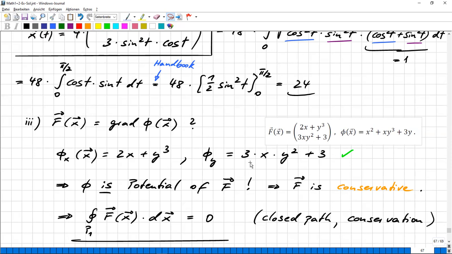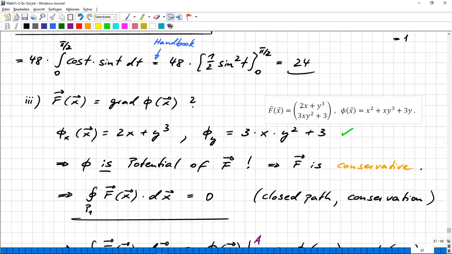So look, these very different terms are exactly the components of the vector field. And now that's the proof, the valid proof, that f of x is the gradient of phi of x. In other words, phi is the potential of f. So the vector field f is conservative. It means that any closed path integral, in our case path P1, which is closed, of this vector field along the path equals 0. We have a closed path, we have conservation, you could say, of energy in the physical, mechanical interpretation, and it means there's no result, or the result is 0.